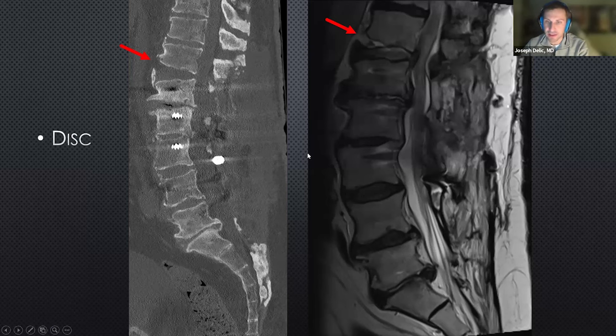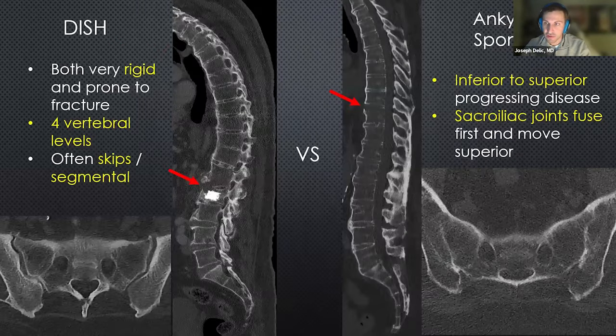One common thing that often comes up whenever I'm reading out with the residents is DISH versus ankylosing spondylitis. So, how can you tell the difference, right? They're both very rigid spines. Okay, they're both very prone to fracture. But if we think about the definitions from one to the other, DISH needs to involve at least 4 vertebral levels, okay, so contiguous levels of bridging. It's often a skipping or segmental type process.